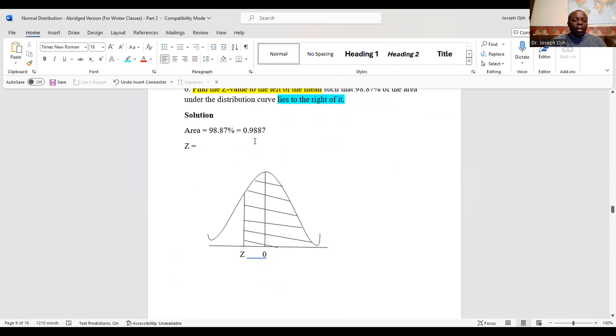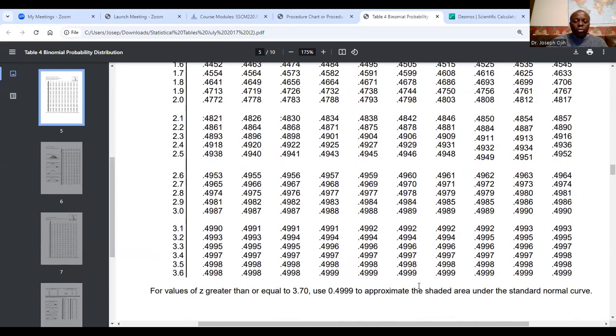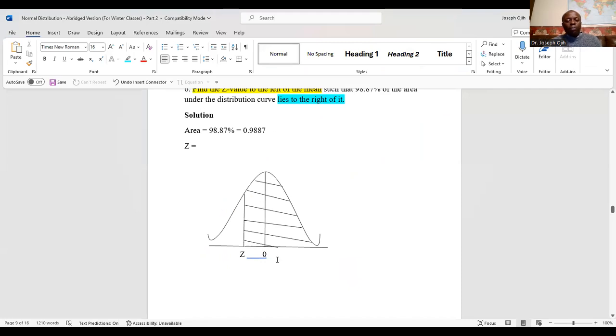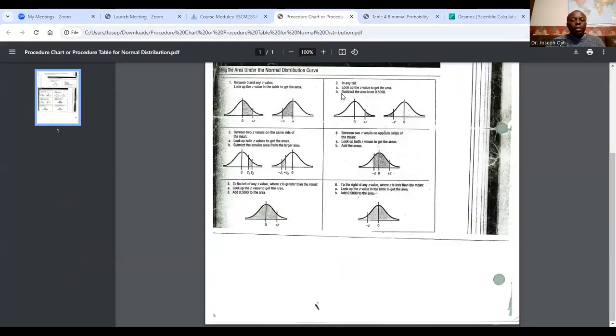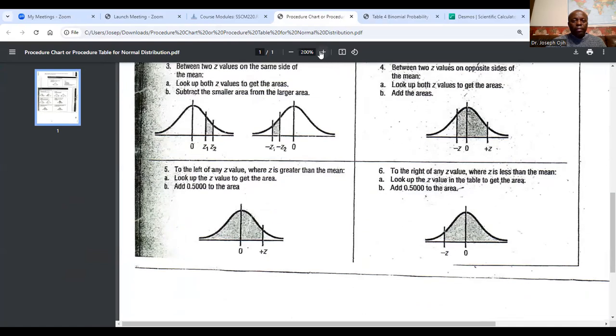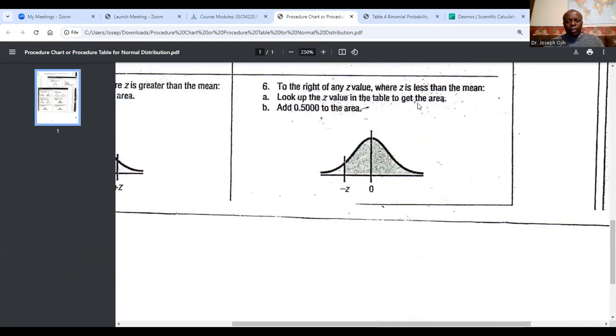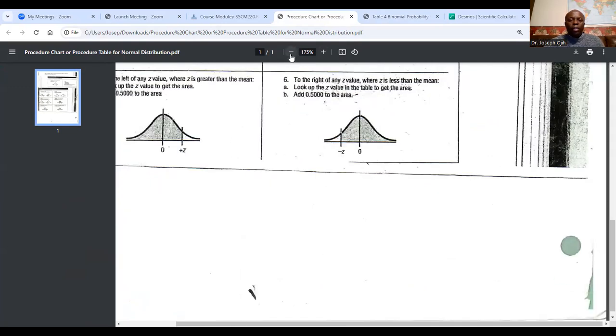Now let's look for 0.9887 on the chart. We don't have 0.9887 here, because the highest number we have here is 0.4999. So remember, from the procedure table, when the shape is in that form, we look at the Z value to get the area, then add 0.5 to it. Now, since we are doing the opposite, we're going to subtract 0.5 instead of adding 0.5.